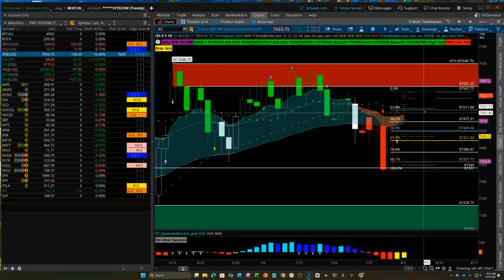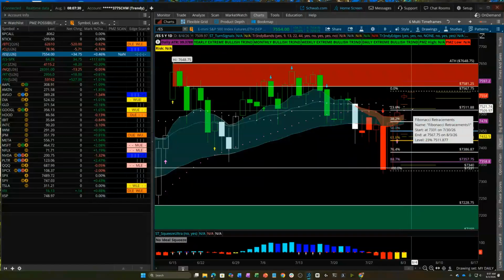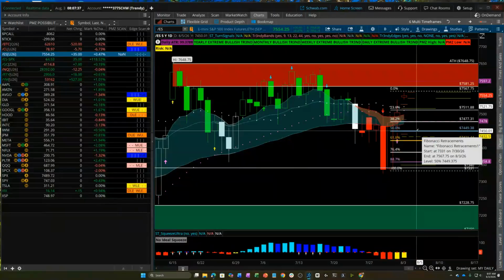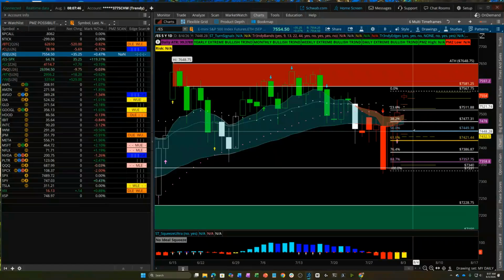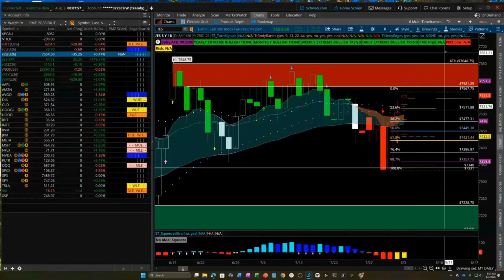So a pullback to 75.11, 75.12, somewhere right around in there, is a buy the dip opportunity to me. Of course, my favorite zone to trade from a Fibonacci standpoint is the 50 to the 618. Back at 74.50 on ES futures would be an important level for me to look to trade out of as well, as long as price holds and closes above the 618.